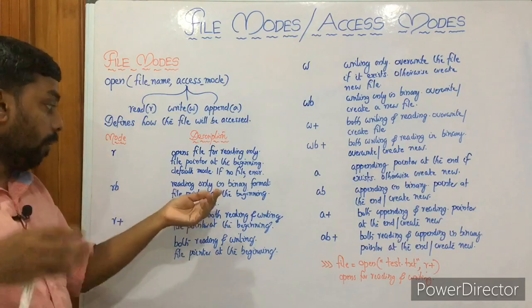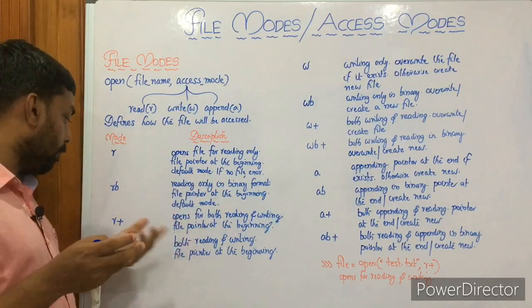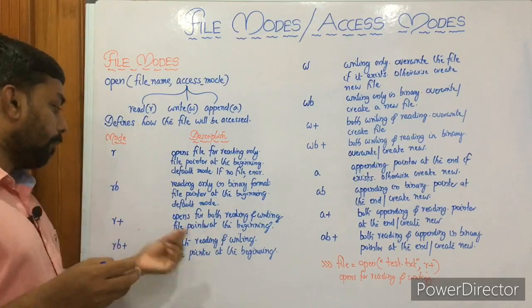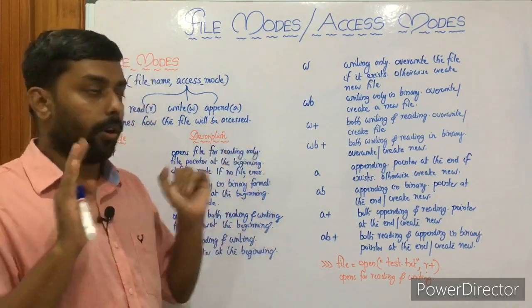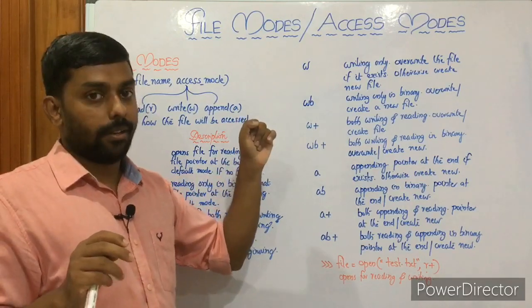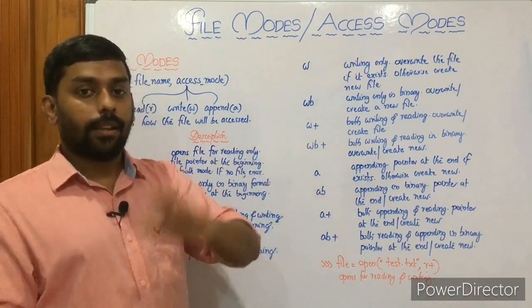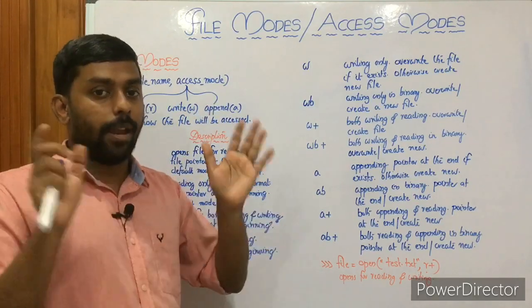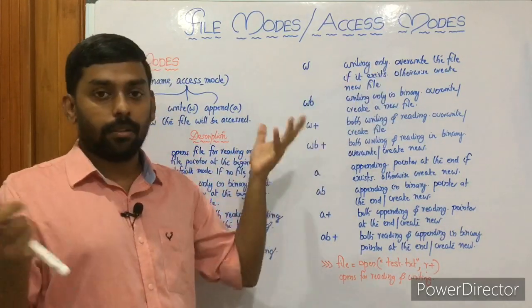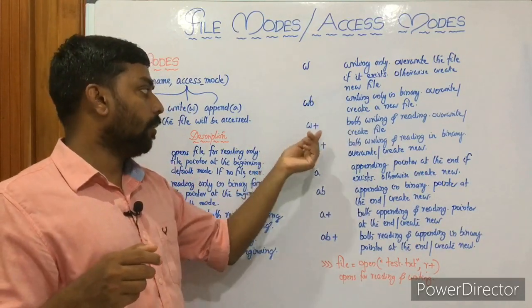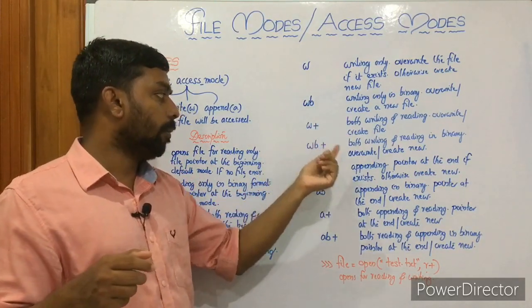Then RB is reading only in binary format, file pointer at the beginning, default mode. Then R plus for reading and writing, file pointer at the beginning. RB plus for reading and writing in binary, file pointer at the beginning. Then W is writing only. If the file exists, the existing content is deleted and new content is added afresh, otherwise it creates new. Then WB is writing in binary, overwrites or creates new. W plus is writing and reading, WB plus in binary.